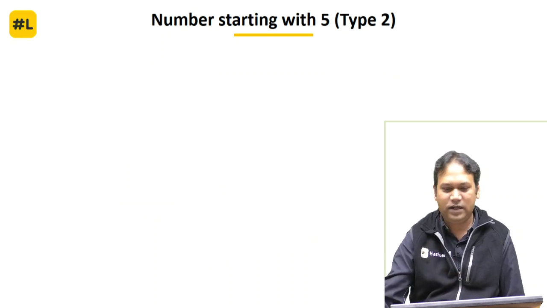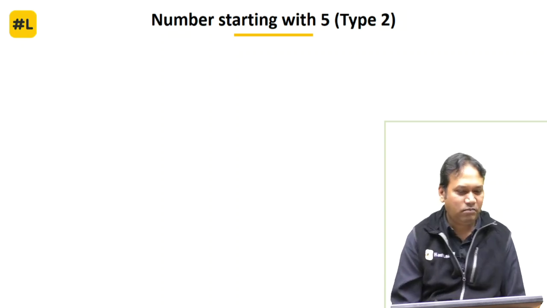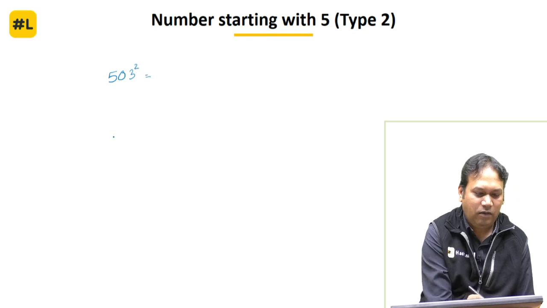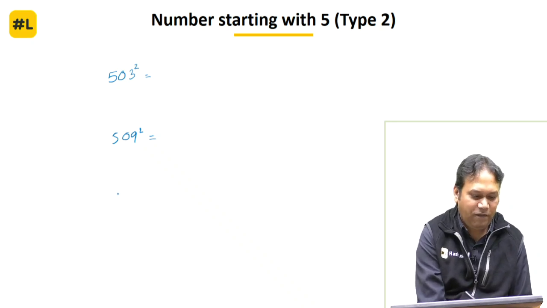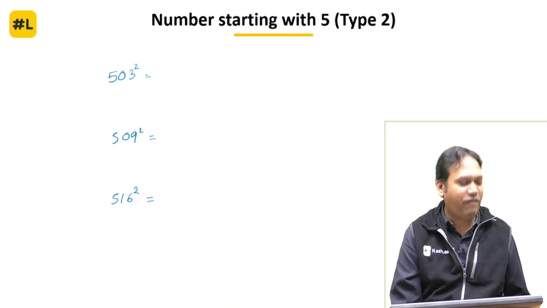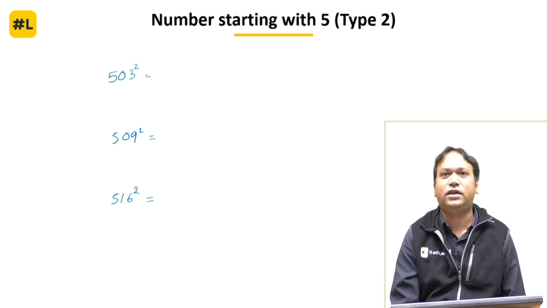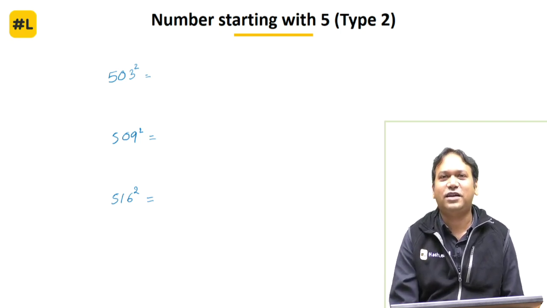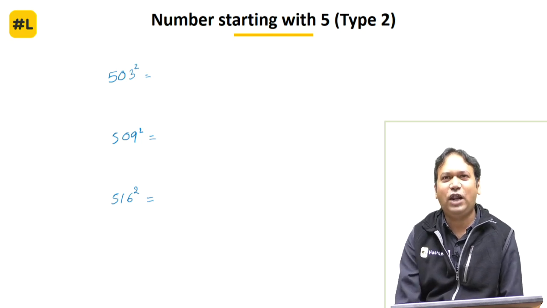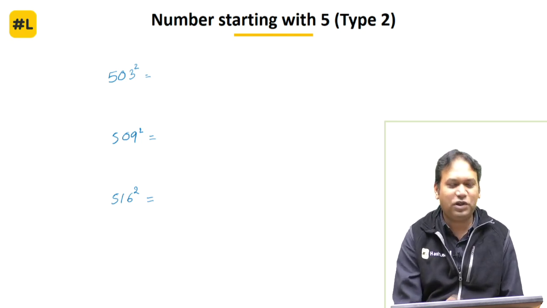Okay, let's take a few more examples for this technique. Let's quickly find 503 square, 509 square, 516 square. Within 2 seconds each you can do it, all three in 3 seconds each at most. Can you get the answer in 9 seconds? By now you should have got all the answers.